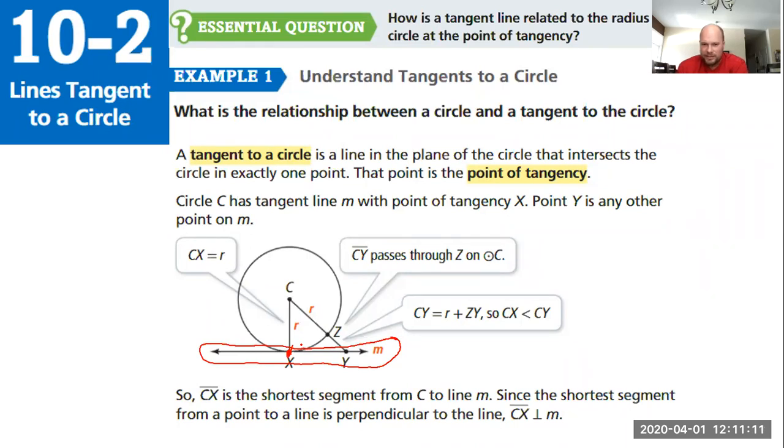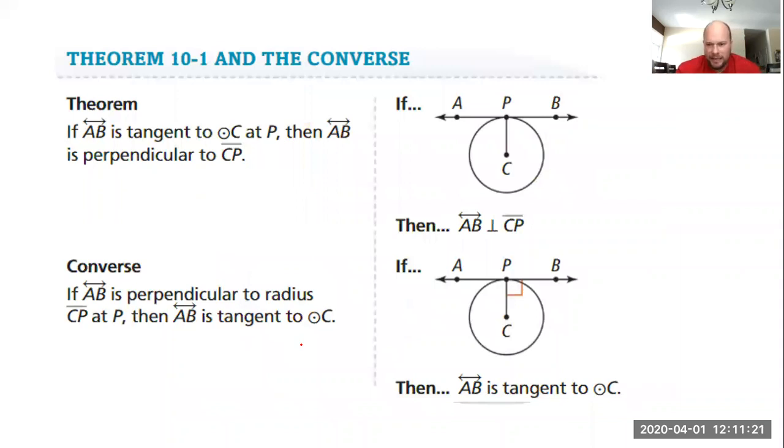So again, the tangent and the radius are going to be perpendicular to each other. The main idea here is that they're going to be perpendicular. So anytime you have a tangent and then a radius drawn to that point of tangency, they will always be perpendicular to one another. This is an important idea right here. This is theorem 10-1, the theorem for a tangent of a circle. A tangent and the radius are always going to be perpendicular to one another.